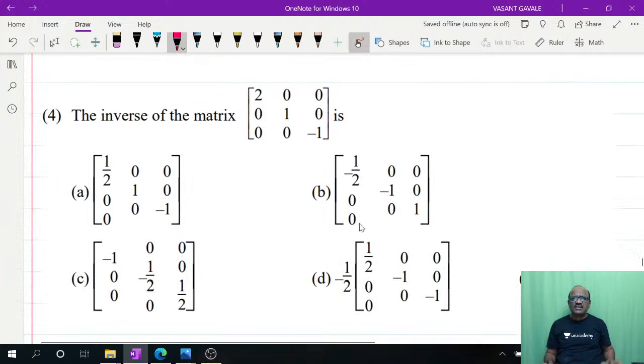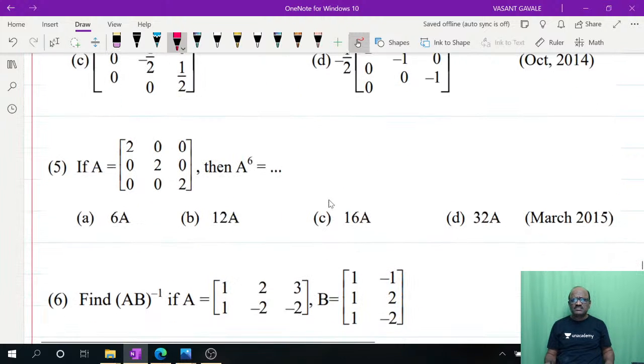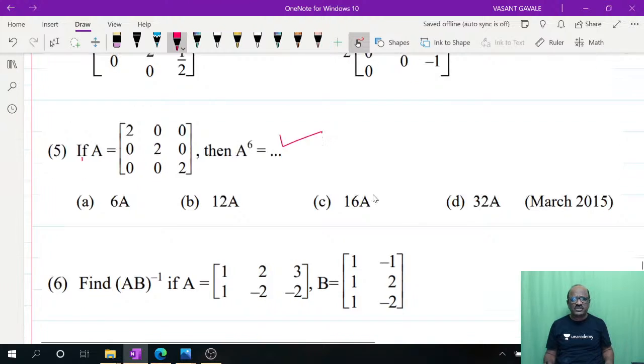That type of questions. Find the inverse of the matrix 2 0 0, 0 1 0, 0 0 minus 1. Simple question, याचे inverse आपल्याला find out करायचं. You can apply this. Okay, 4 options आहेत त्यामध्ये. Next question. Question number 5. If A is 2 0 0, 0 2 0, 0 0 2 then find out the value of A raised to 6. हा देखील क्वेश्चन टेक्स्टबुक मध्येच आहे, तुम्हाला याचा आन्सर मिळू शकेल.